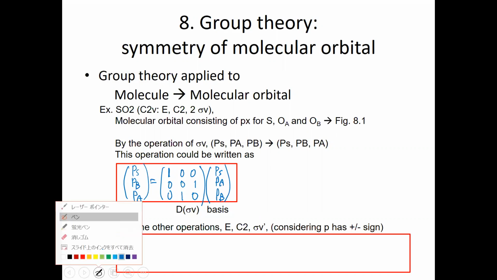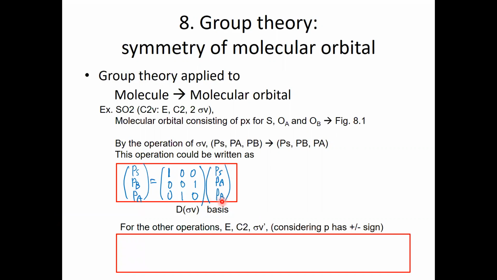Okay, and this original molecular orbital set, as an initial setup, is called a basis of molecular orbitals. And this matrix is now called D of sigma V, okay? And please think about the other operations like E, C2, and sigma V dash to obtain these transformation matrices, okay? So please stop the video and try to think about the operations, okay? And also, I'd like to remind you that the p orbital has a positive and negative sign. Please think about this too. Okay. So let's check.